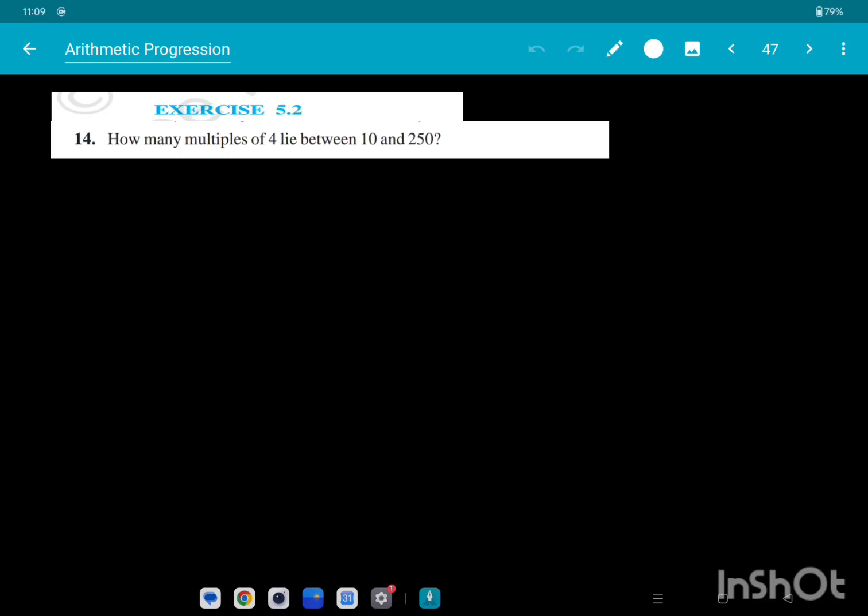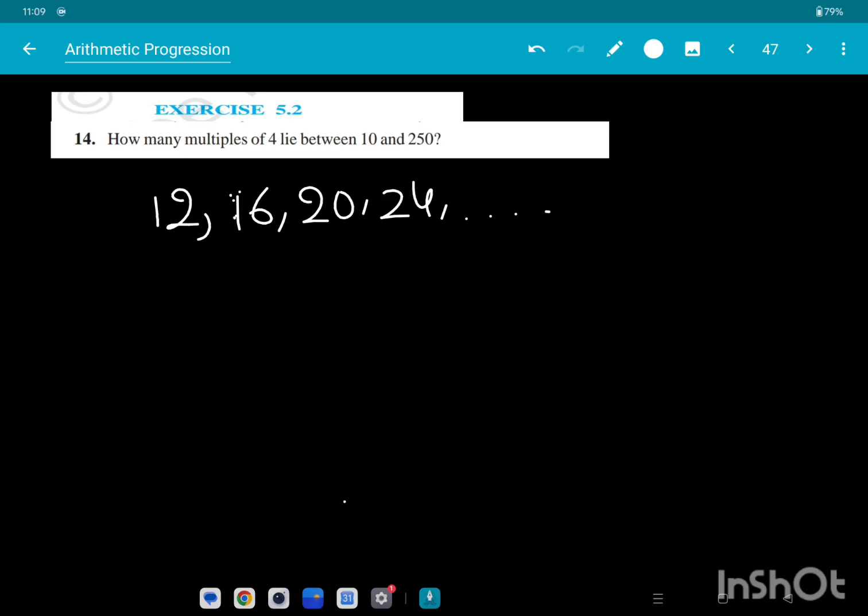How many multiples of 4 lie between 10 and 250? Same, but the numbers will change. So we need to find the multiples of 4 between 10 and 250. What is the multiple of 4 after 10? 12, right? 11 won't be a multiple of 4. 12 is the multiple. And then 16, then 20, 24, and so on.